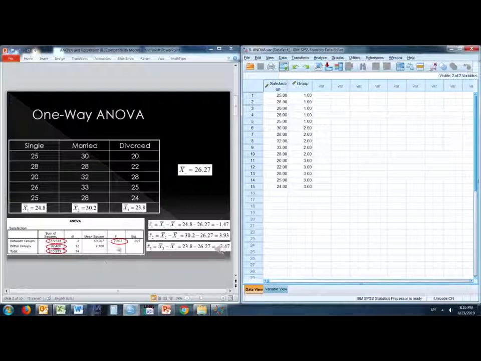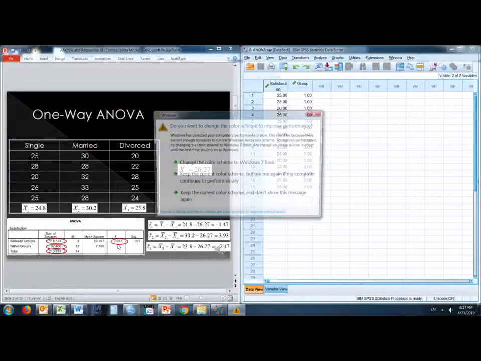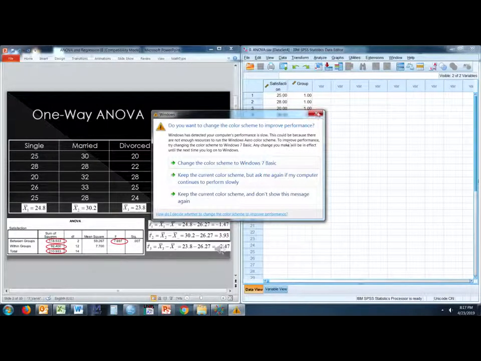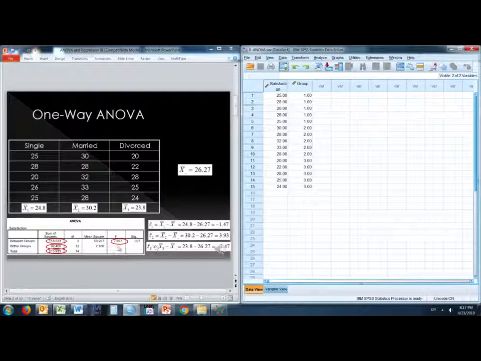Therefore, the F test is 59.267 divided by 7.7. It is 7.697 and the p-value is 0.007, so it is significant. The grand mean is the average of x1 bar, x2 bar, and x3 bar. It is x bar overall. It is 26.27.